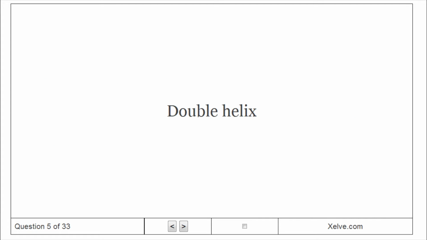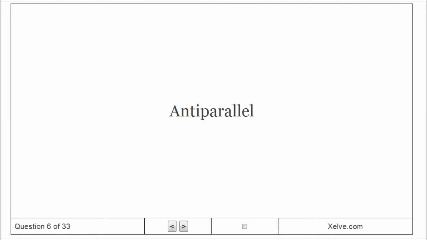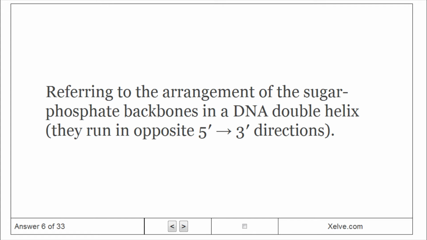Double helix. The form of native DNA, referring to its two adjacent antiparallel polynucleotide strands wound around an imaginary axis into a spiral shape. Antiparallel. Referring to the arrangement of the sugar-phosphate backbones in a DNA double helix, they run in opposite 5'-3' directions.